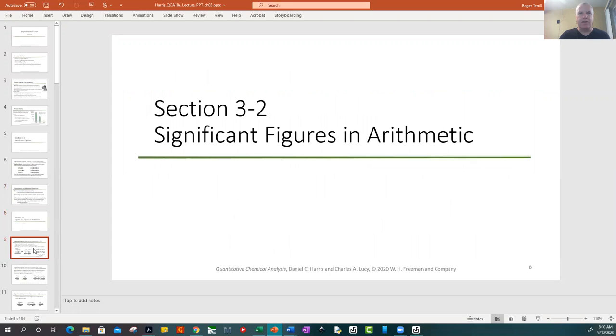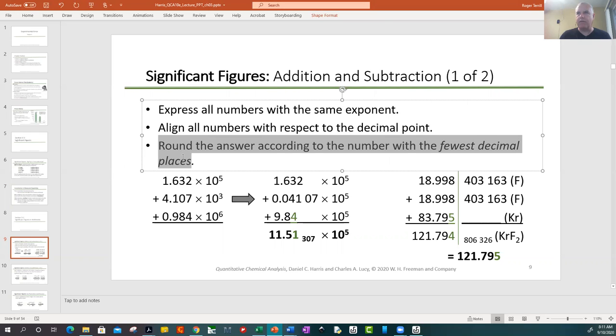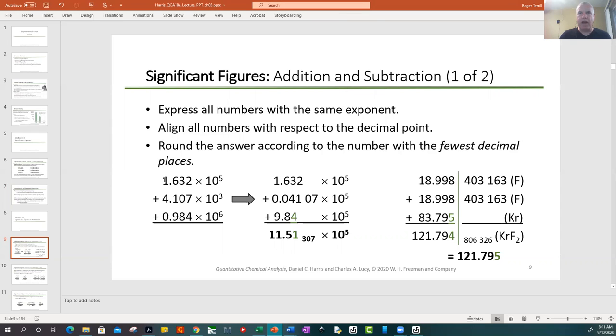Okay? So let's deal with sig figs in arithmetic. Arithmetic is pluses and minuses and multiplies. Let's follow these three rules. Express all numbers with the same exponent, and I think that's aligning them with the decimal point, right? And then round the numbers according to the number with the fewest decimal places. It seems a little bit artificial, but just go with me for a second and you'll see the point.